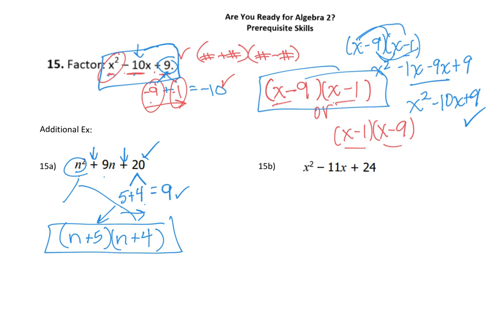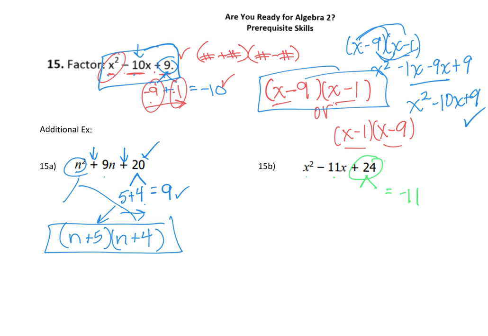Okay, factoring x squared minus 11x plus 24. Okay, 1, 2, 3 terms. 1, 2, 3, factor tree. We're multiplying to positive 24, but yet those same two factors that multiply to positive 24 have to add to negative 11. If you're multiplying to a positive and adding for a negative, we're looking for two negative numbers.